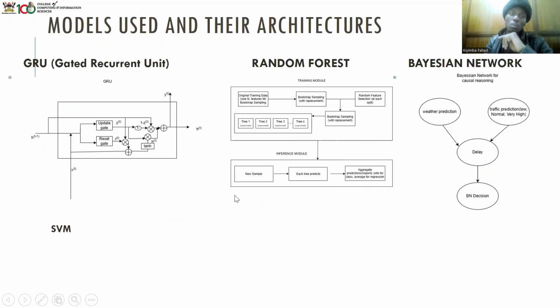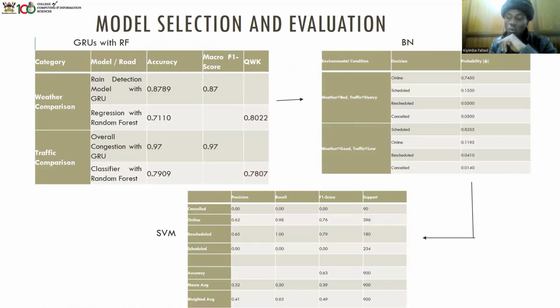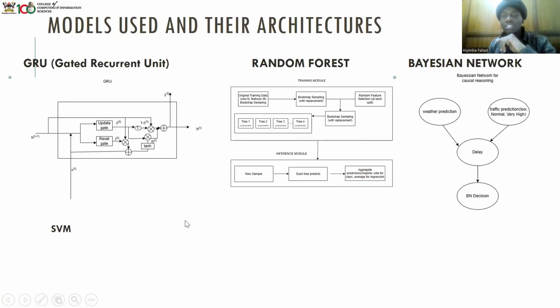All right, so with the models that we use, we had GRU, the random forest, Bayesian network, and SVM. So after pre-processing the data that we talked about before, traffic and weather, we had to subject it to various models, especially the GRU and the random forest.